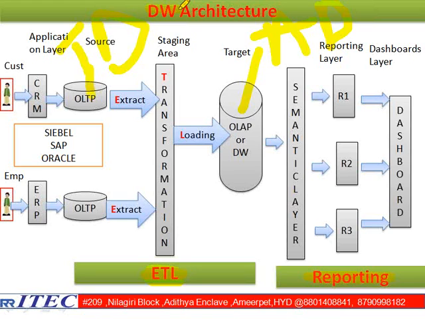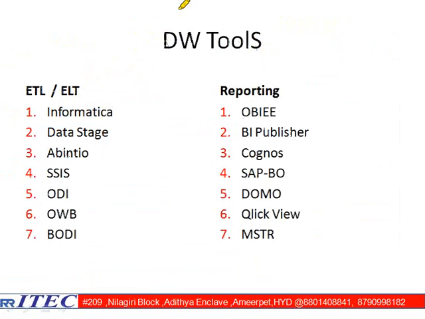So inside a data warehouse, two teams are working closely. One team is called the ETL team. The second team is called the reporting team. That is the reason data warehousing tools are also divided into two types. One is called ETL tools. Second is called reporting tools.